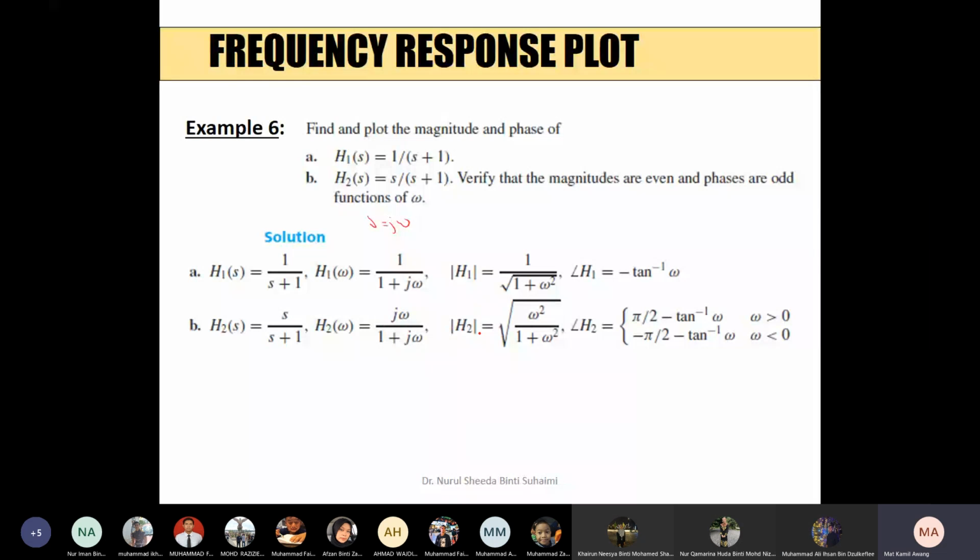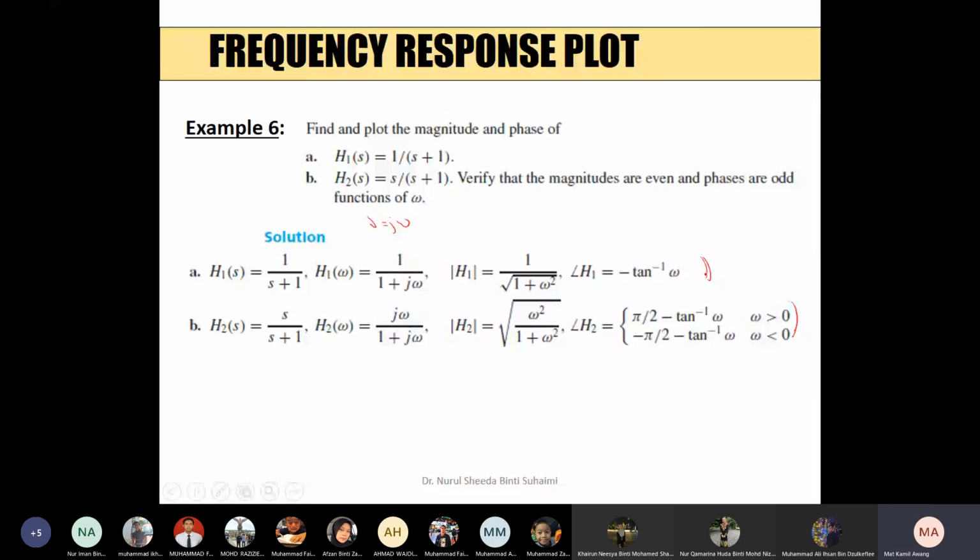So therefore, the magnitude is actually equal to the square root of omega squared over 1 plus omega squared, and the phase is pi over 2 minus arctangent omega for omega greater than 0, and minus pi over 2 minus arctangent omega for omega less than 0. This one you have to remember from your previous math class.